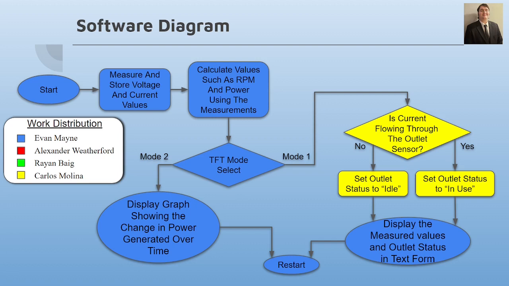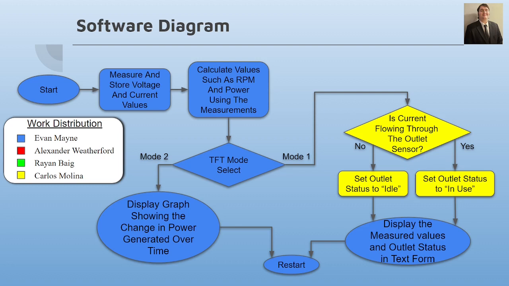Mode 1 is used for displaying the measured values on the LCD screen in text form. Then the current flowing through the second sensor is used to determine if the outlet is being used. Next, text labels and units are displayed on the screen. And finally, values measured using both sensors are displayed on the screen. These values refresh every second.